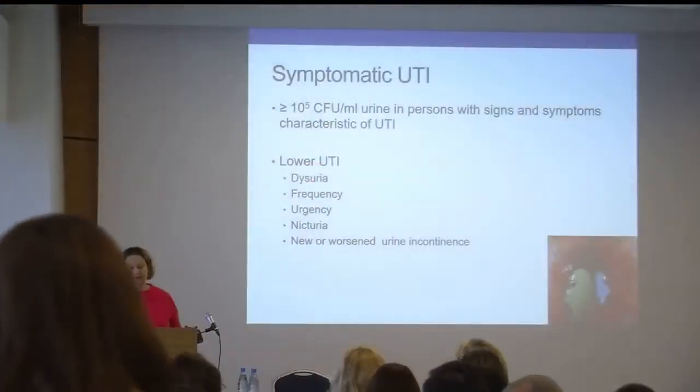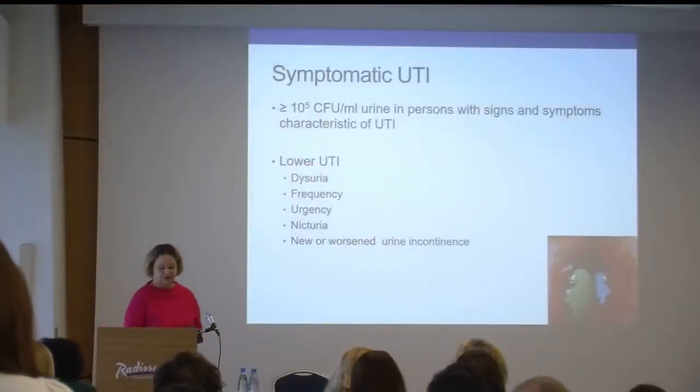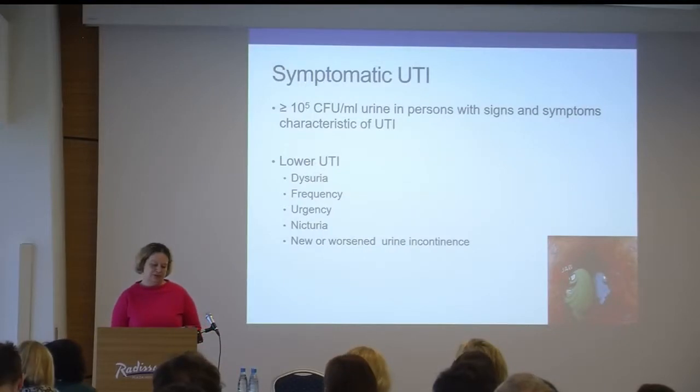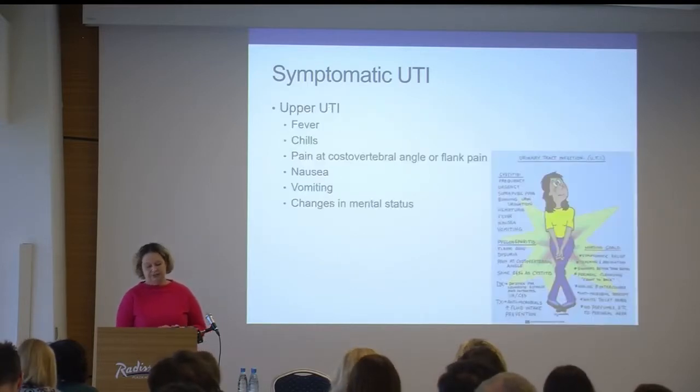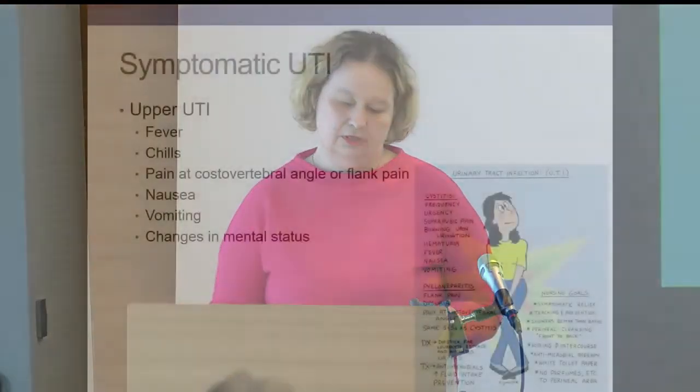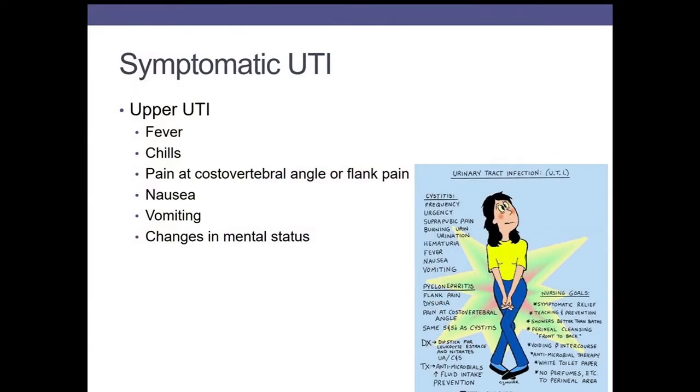So the most common signs of lower urinary tract infection are dysuria, frequency, urgency, nocturia, and new or worsened urine incontinence. In upper urinary tract infections, we have patients with systemic signs of the infection, most often with fever, chills, pain in the costovertebral angle or flank pain. Patients are very often complaining about nausea, some are also vomiting, and especially in the elderly patient we can find changes in the mental status.